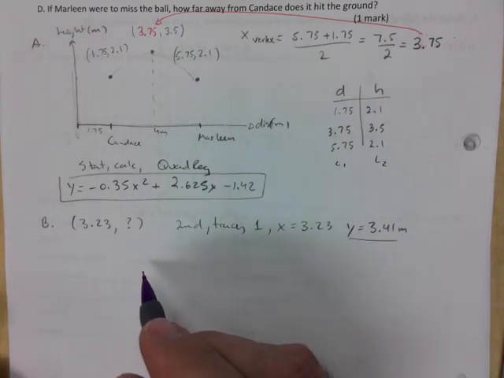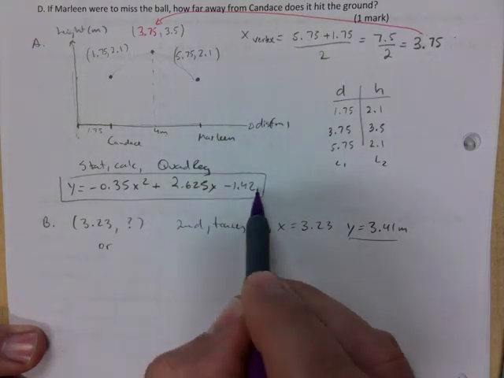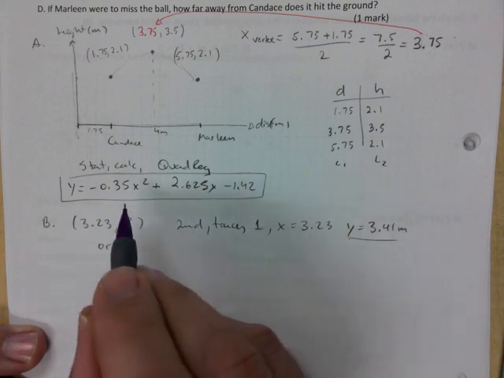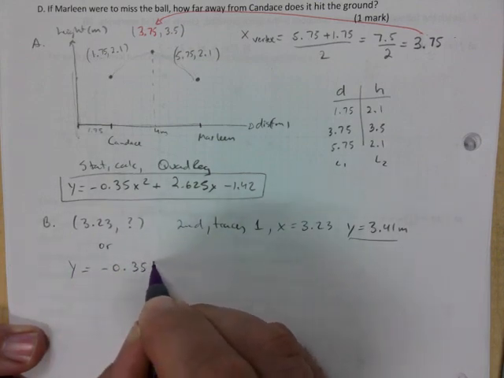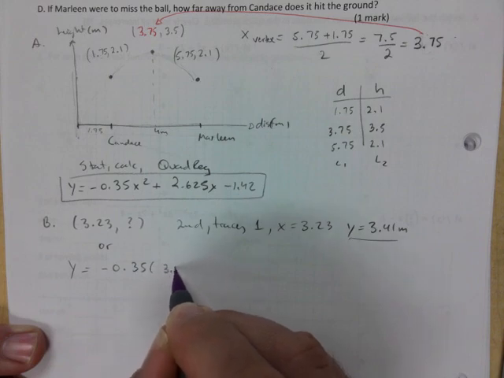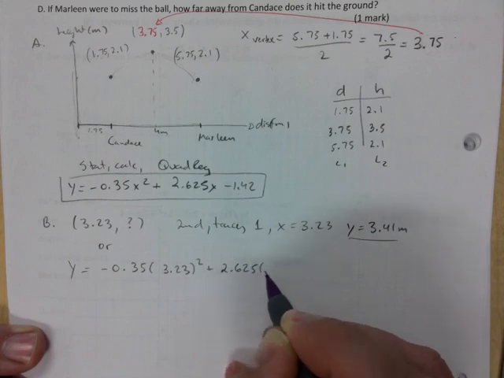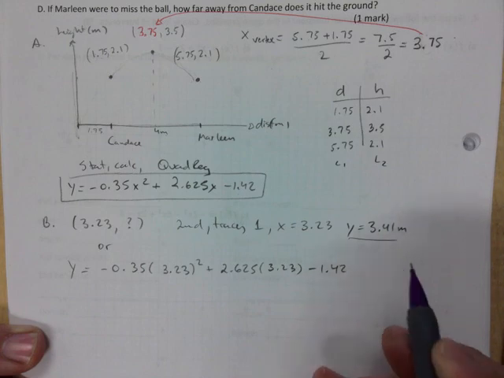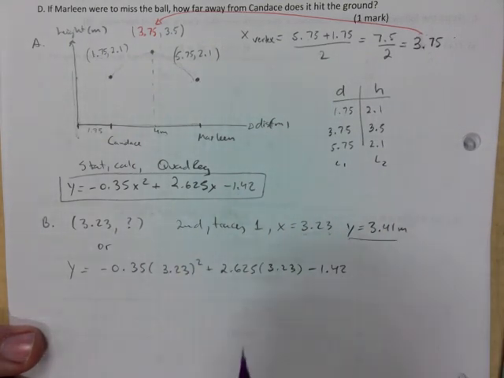And then this is the alternative. Remember, this is your equation here. You can plug in this x value. So y is equal to negative 0.35 times 3.23 squared plus 2.625 times 3.23 minus 1.42. Whenever you get the x value, you can plug it into the equation and you still get the same answer.